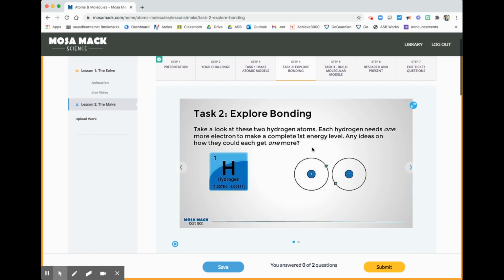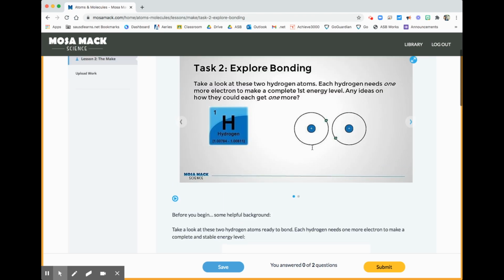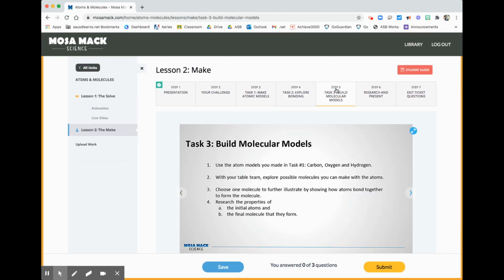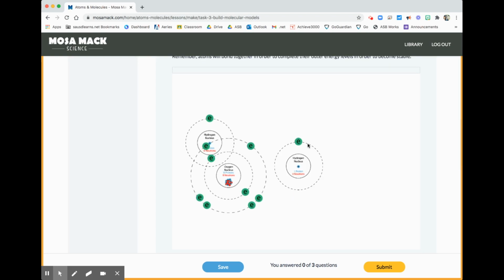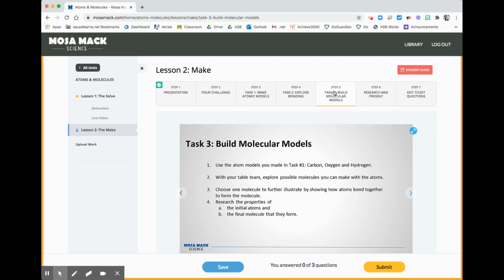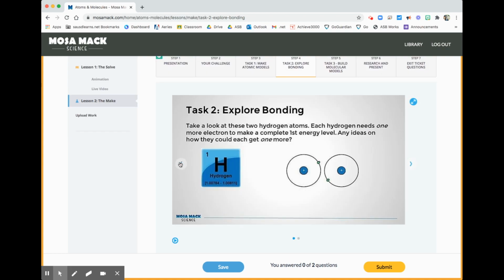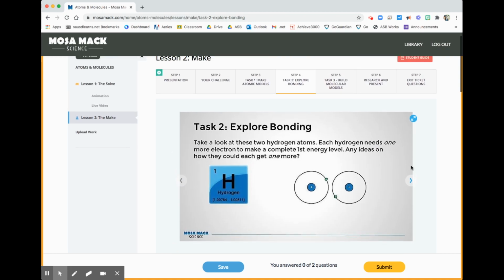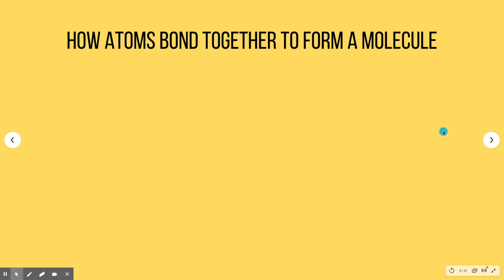Step 4 is going to be a little lecture and 2 reflection questions. And then step 5 is going to be you actually building some molecules. But first, in order to do that, we need to learn how molecules are actually formed. So instead of only using this little presentation right here, I actually have my own presentation that I would like to show you. In this lecture, we're going to learn how atoms bond together to form a molecule.